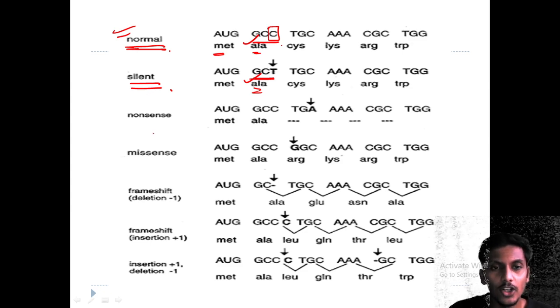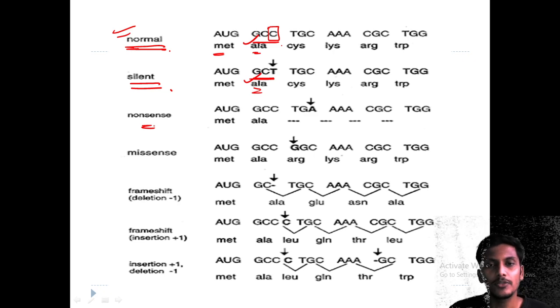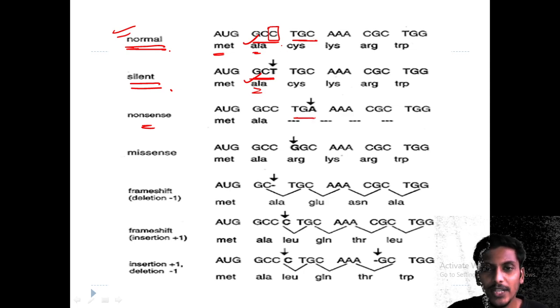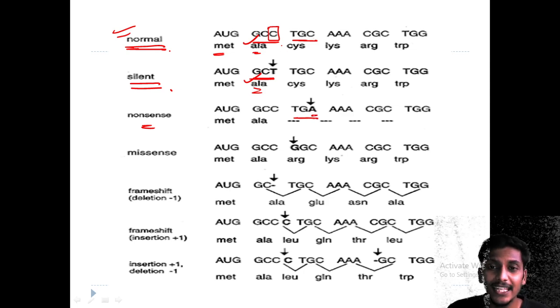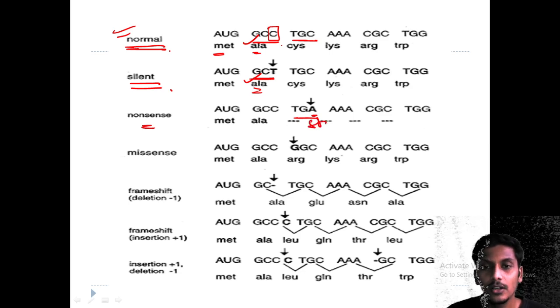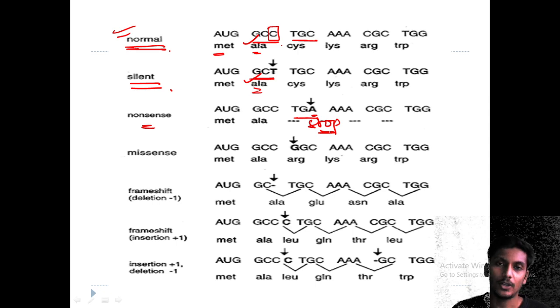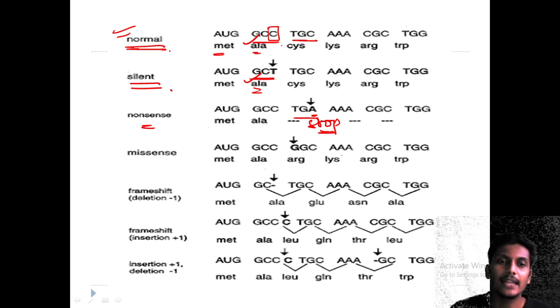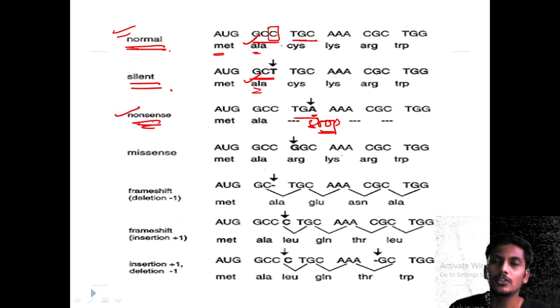Then the second one is your nonsense mutation. What happens in nonsense mutation usually? यहाँ पे क्या था? This codon was containing TGC nucleotide, but now the mutated codon is containing TGA nucleotide. Because of this A, this codon is not making any sense at all, and therefore the sequence has been stopped. This is not encoding any of the amino acids, and therefore it is known as nonsense mutation. It does not make any sense.